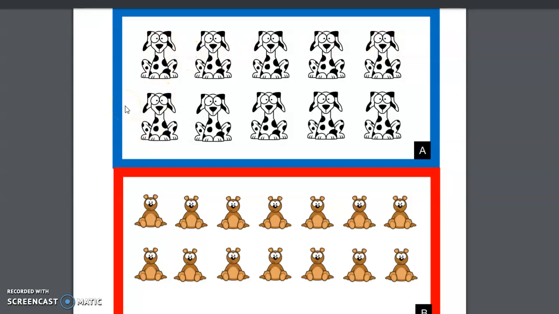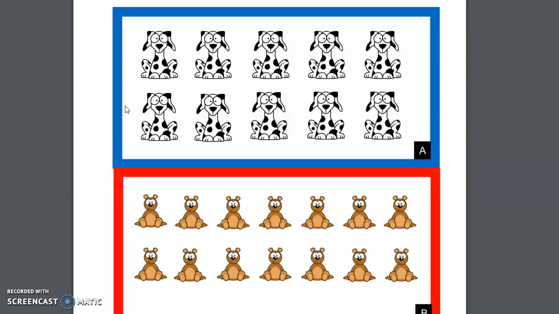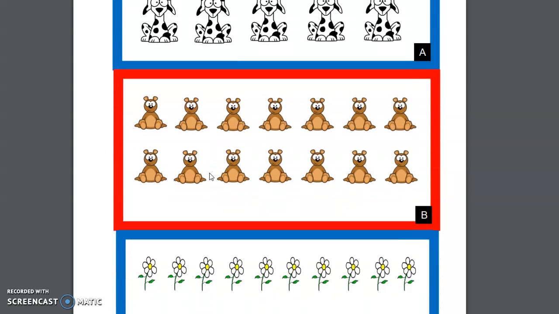So the multiplication sentence will look like 5 times 2 equals 10, because we can either use our multiplication chart or we could count them. 1, 2, 3, 4, 5, 6, 7, 8, 9, 10. So 5 times 2 equals 10.